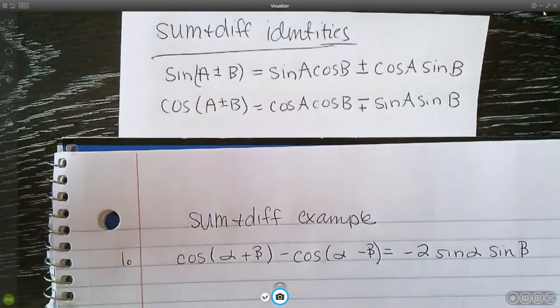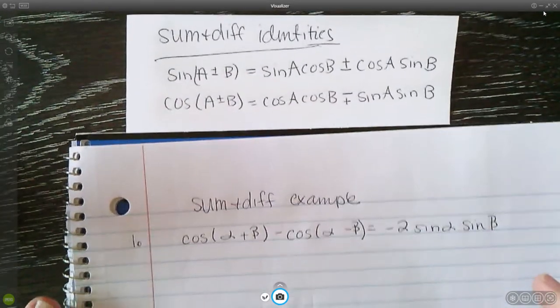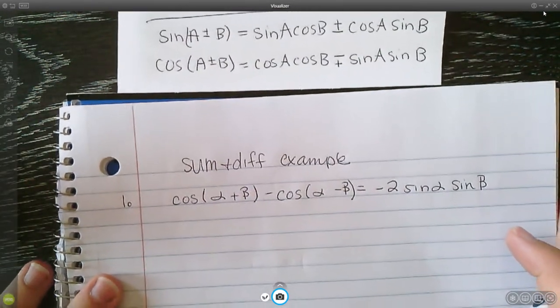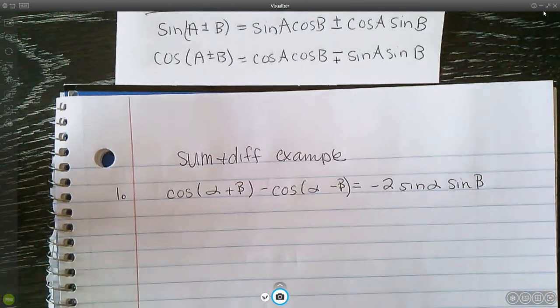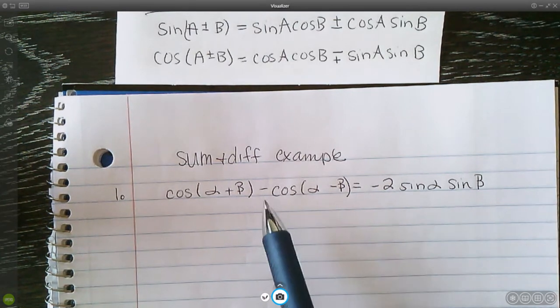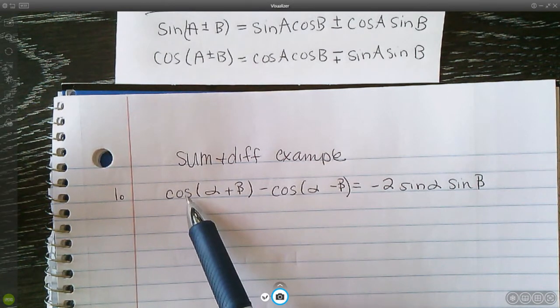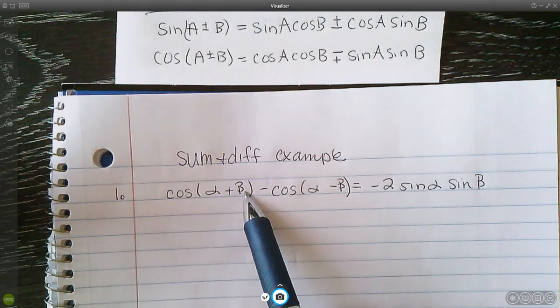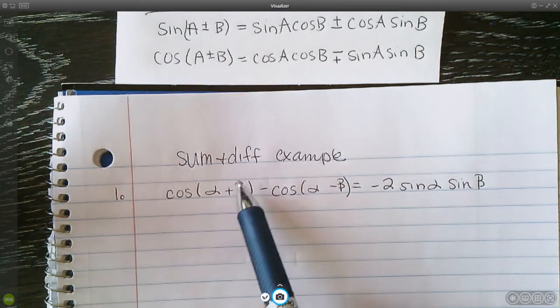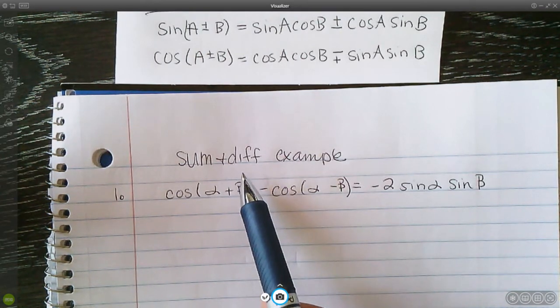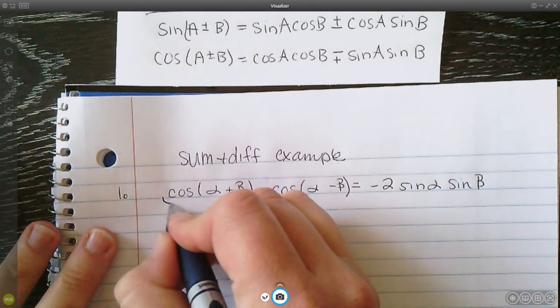So I just wanted to show you one example of how these actually work. And the good news is that I am doing one of your homework problems. So let's go ahead and take a look. As soon as you see something that says cosine or sine of an angle plus another angle, you automatically know you're going to do the sum and difference identities. So let's look at this one first.